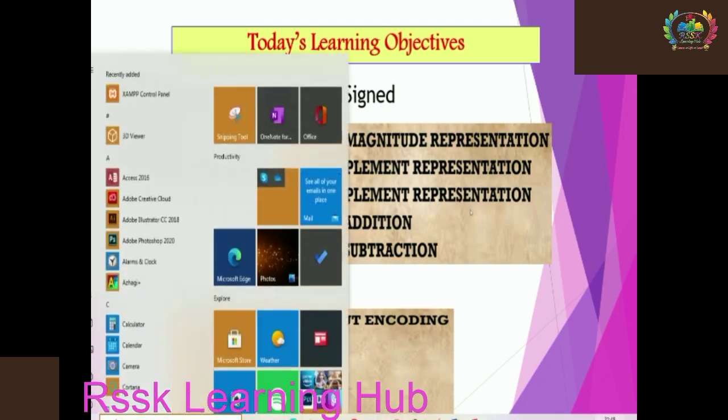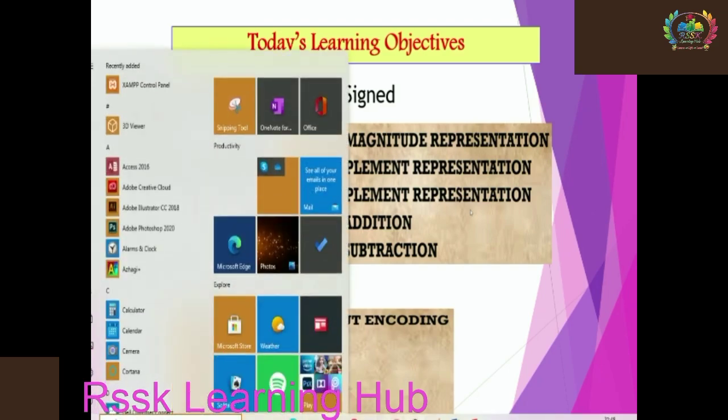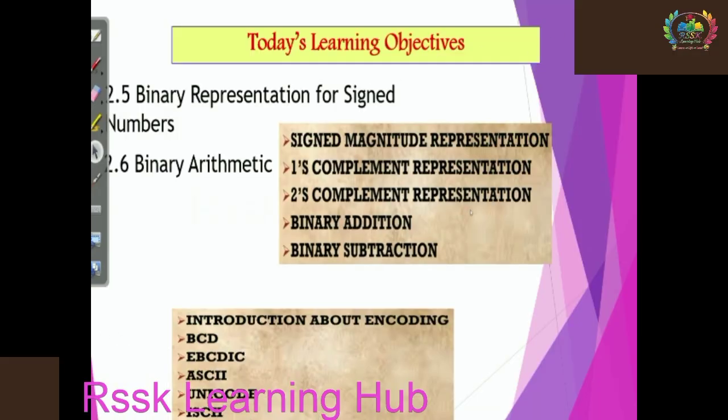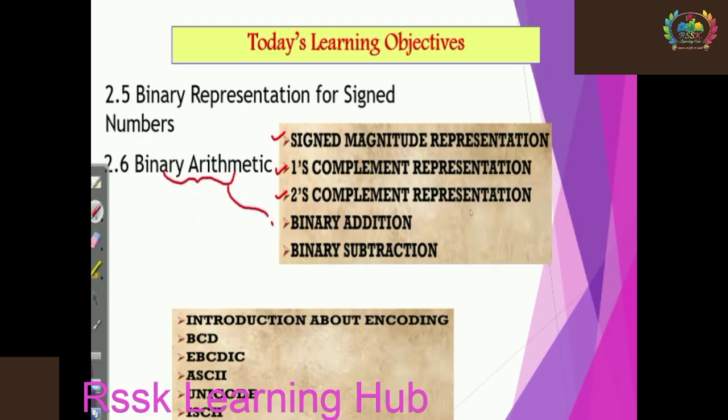Arithmetic, you all know what is arithmetic. What are the different arithmetic operations? Yes, addition, subtraction, multiplication and division, right? Here we are going to learn about binary addition and subtraction. So under 2.5 and 2.6 we are going to learn what is meant by sign magnitude representation, ones complement representation, twos complement representation. Under binary arithmetic we are going to see binary addition and binary subtraction.